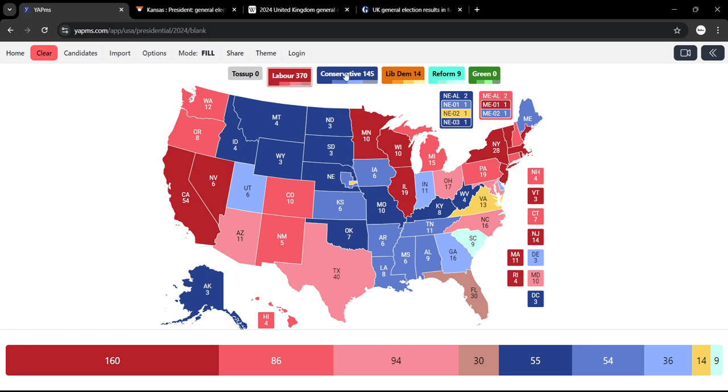But I think overall, this is the map we'll go with. A fairly comfortable win for the Labour Party in the US.